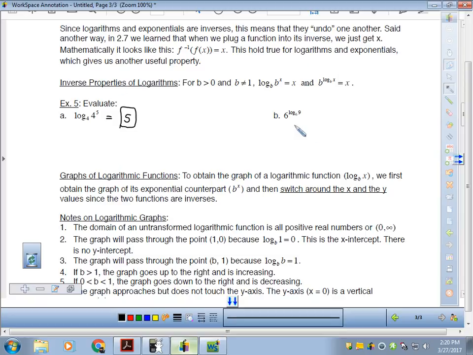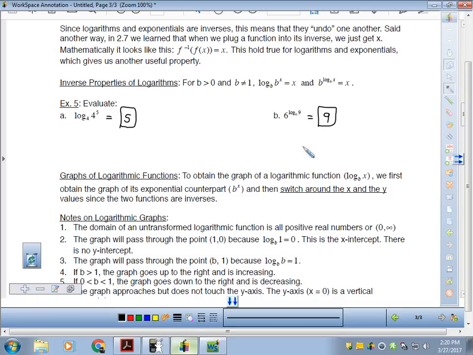Same kind of thing over here with number 6. Letter b, we have 6 raised to the log base 6 of 9. This is an exponential base 6. This is a log base 6. The exponential base 6 and the log base 6 cancel each other out. And so all we're left with is 9.